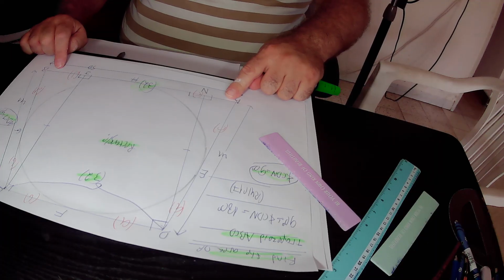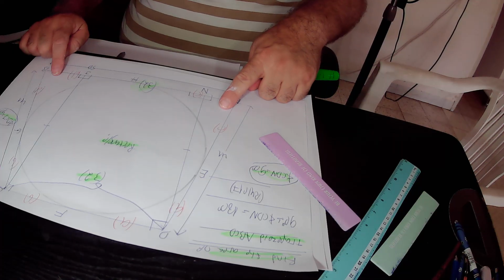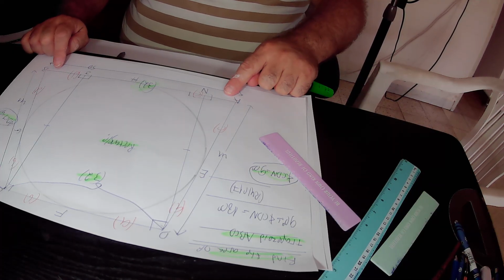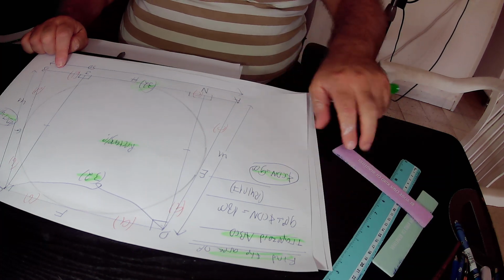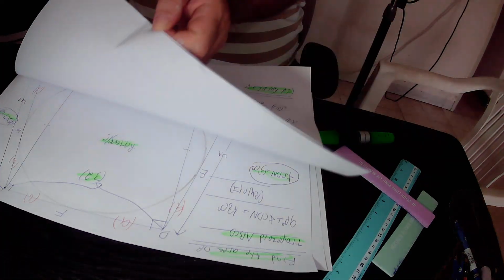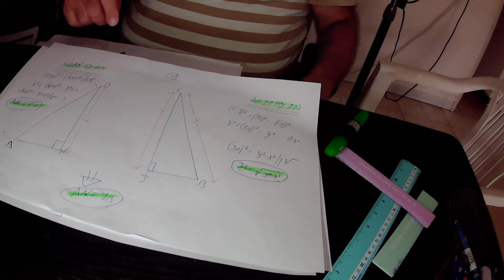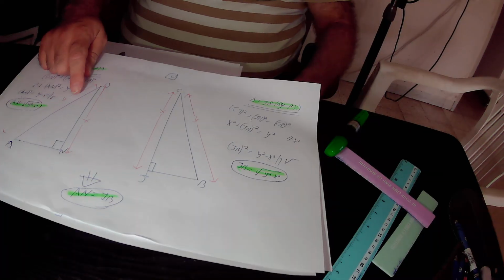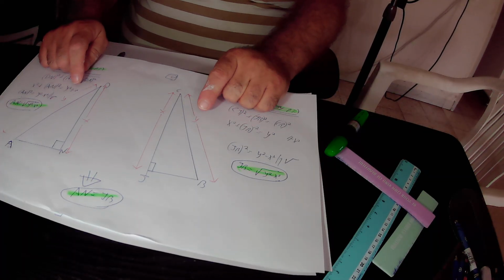I'll explain why those 2 sides are equal to each other. So I copied these right triangles onto a new page and I proved that those 2 sides are also equal to each other. So finally, this is the right triangle DNA, this is the right triangle CJB, that is according to the original drawing.